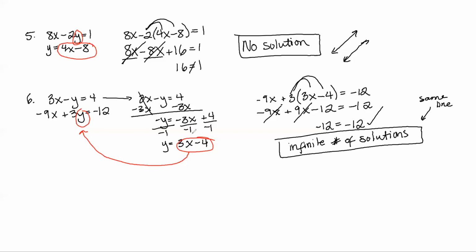All right, let's go ahead and try two more. These are a little bit trickier because they have fractions and decimals, but we're going to do what we've seen before and just get rid of them. So our first one here is 3x plus 1/4 y equals 2, and 1/2 x plus 3/4 y equals -5/2.